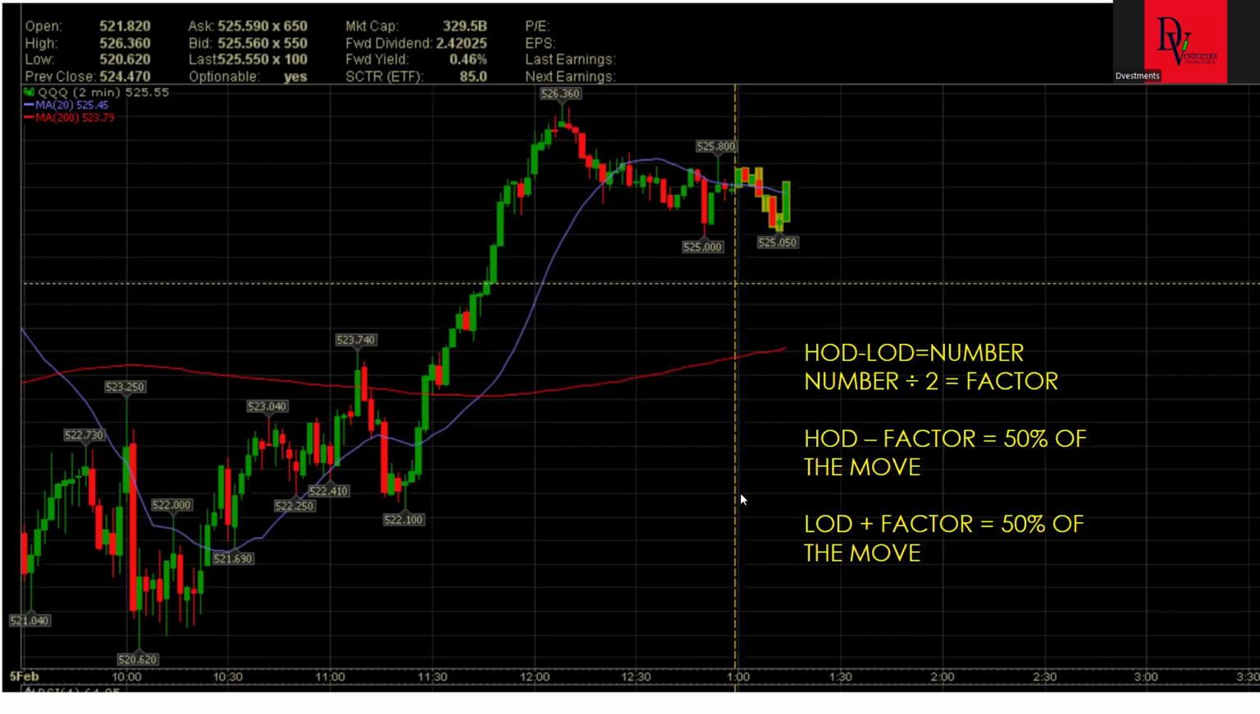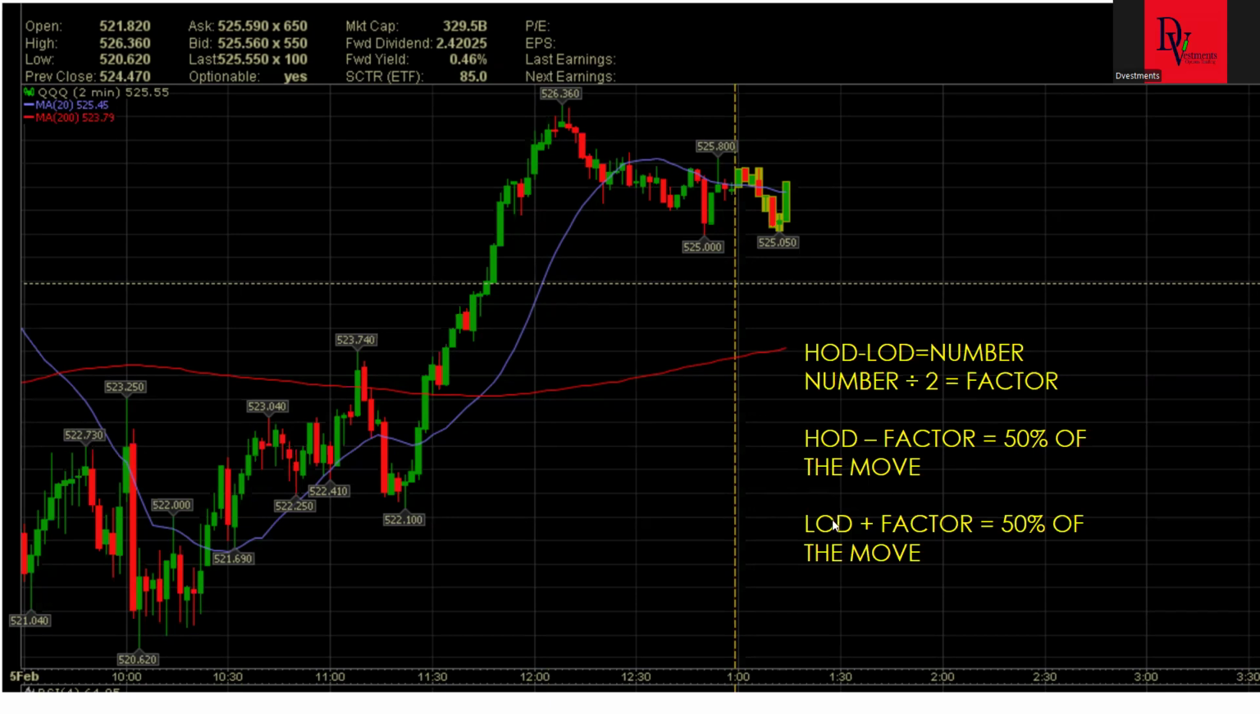All right. So let's look at the formula itself. It's going to be the high of the day, which is HOD, minus the low of the day, which is LOD, and that's going to give us a number. That number divided by 2 is going to give us our factor. And then it's going to be the high of the day minus the factor. That number is going to be the 50% move of the day.